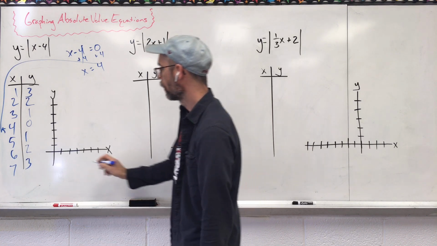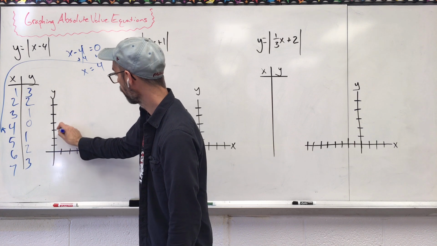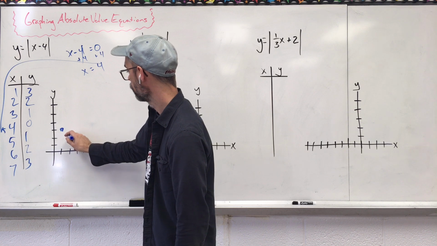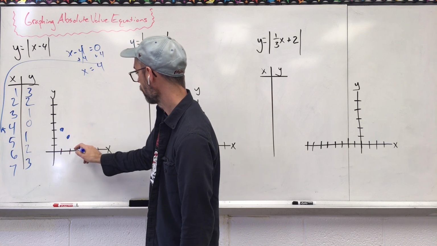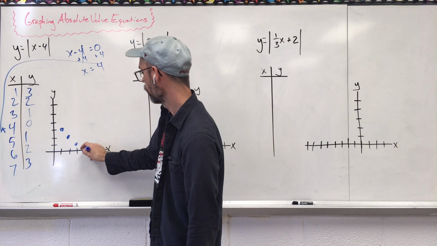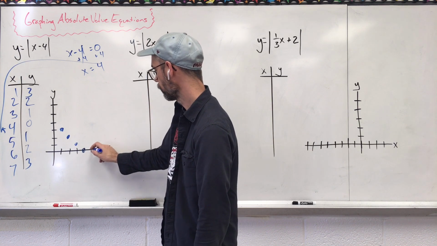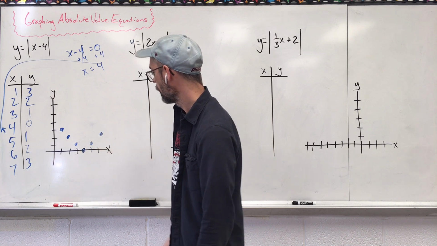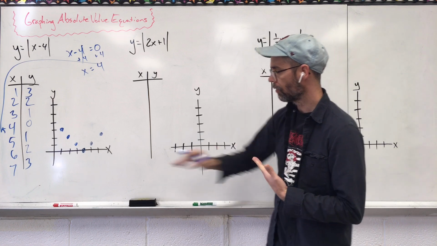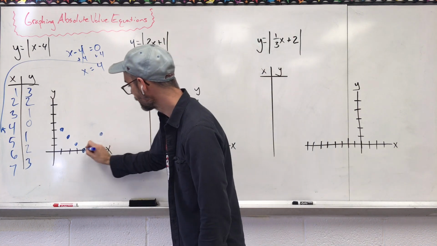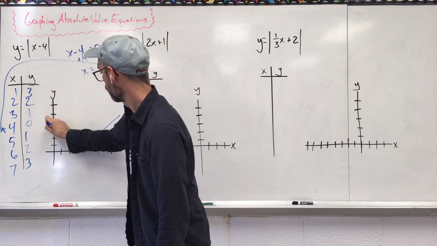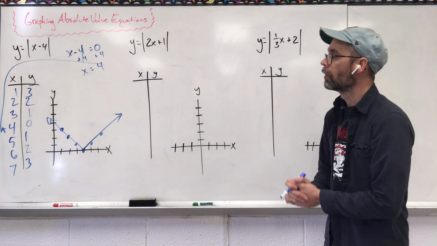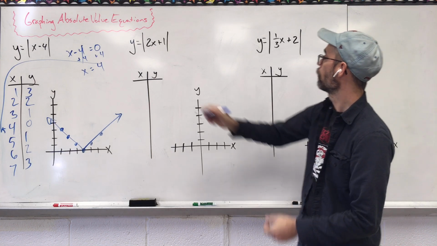Now let's plot them. We're going to go to the right 1, up 3, over 2, up 2, right 3, up 1, over 4, up 0. All right, right 5, up 1, over 6, up 2. And now I just happen to run out of space on my graph, which is fine because I can still tell that my graph is going to form that V. That's good.